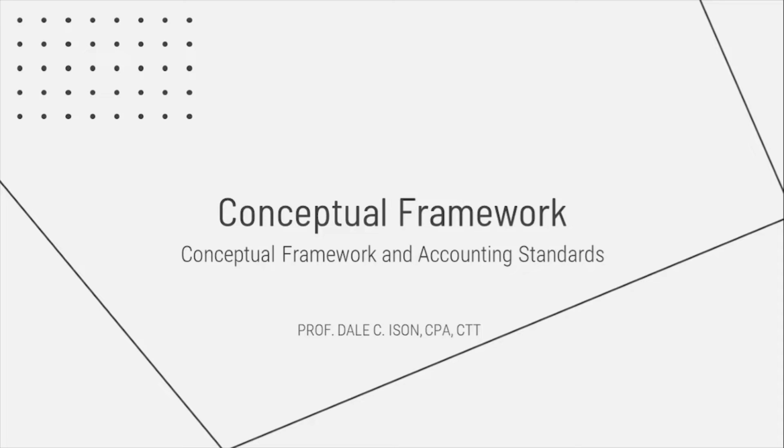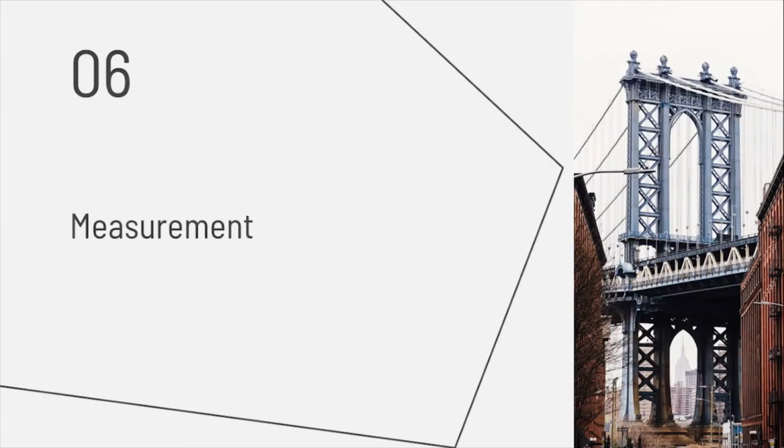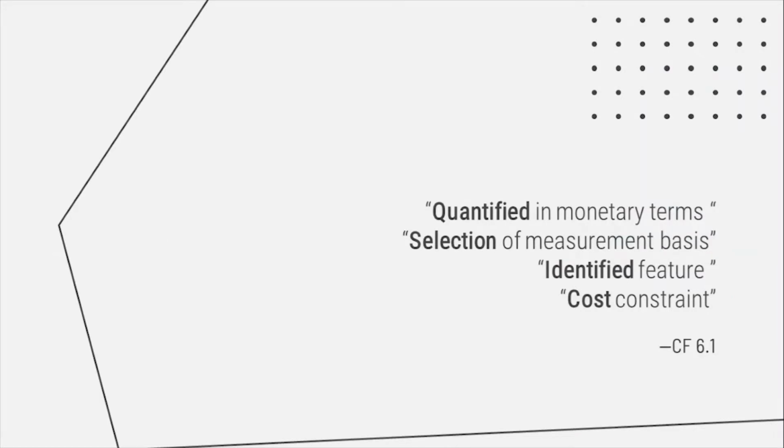So for this session, again, we're still in our conceptual framework topic. For this particular video, we will talk about chapter 6 of the conceptual framework, which is the measurement. According to paragraph 6.1 of the conceptual framework, the elements recognized in financial statements are quantified in monetary terms. This requires the selection of a measurement basis.